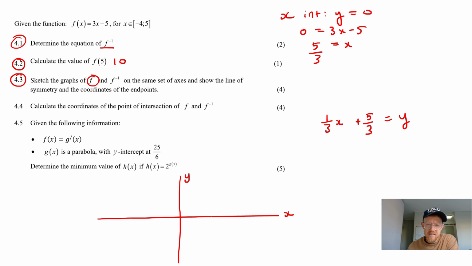So that is the x-intercept. So we can just say 5 over 3 over there. I'll put the coordinates in just now. And then to find the y-intercept, you make x 0. And so that's going to be y equals 3 times 0 minus 5, which is minus 5.